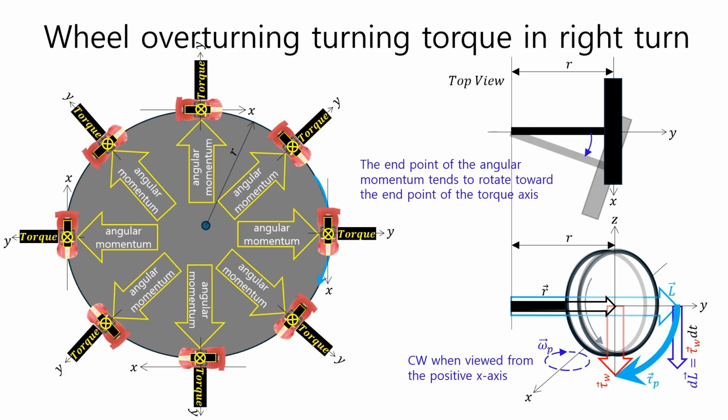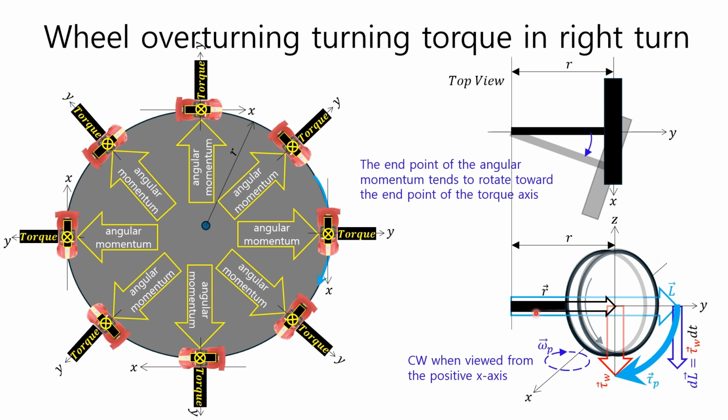This time, let's look at the case of right turn. The figure on the left shows a vehicle turning at a constant speed within a certain radius. Since the direction of the turning vehicle keeps changing, the direction of the angular momentum of the vehicle wheel also keeps changing along with the vehicle.